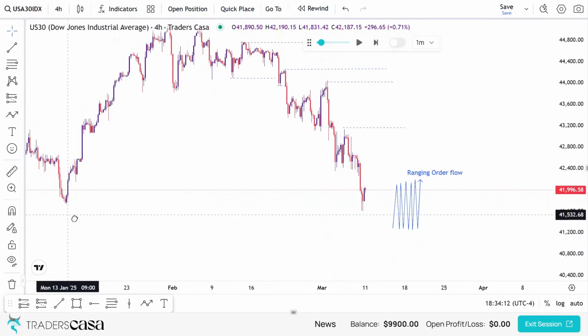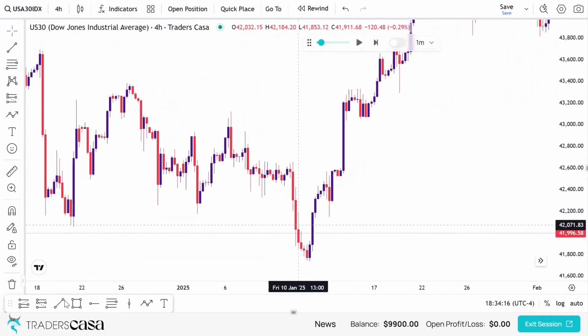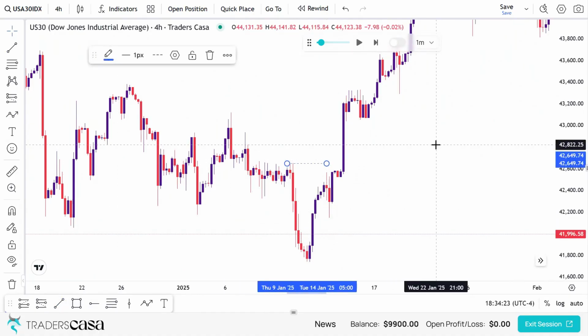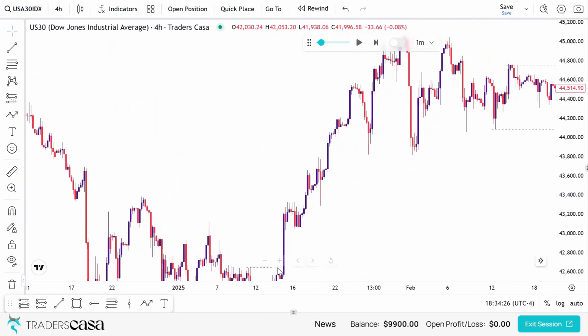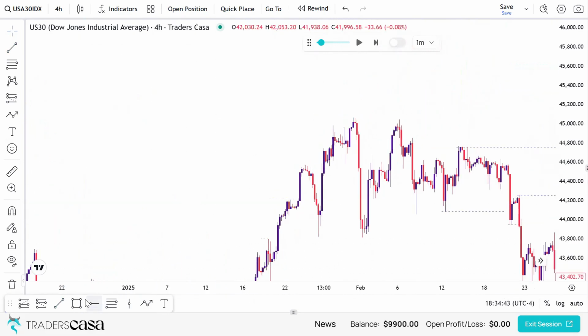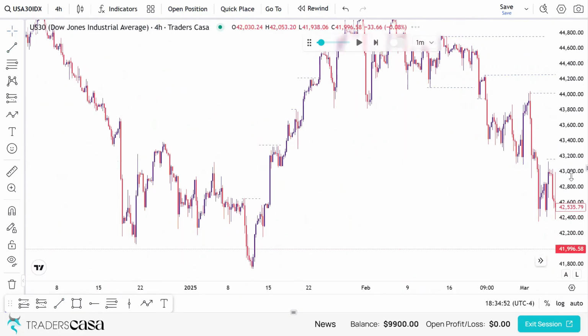Then let me look for a bullish order flow. Okay, on this other end now is a bullish order flow. As you can see, we've been having higher highs and higher lows, higher highs and higher lows. So this was a bullish order flow.